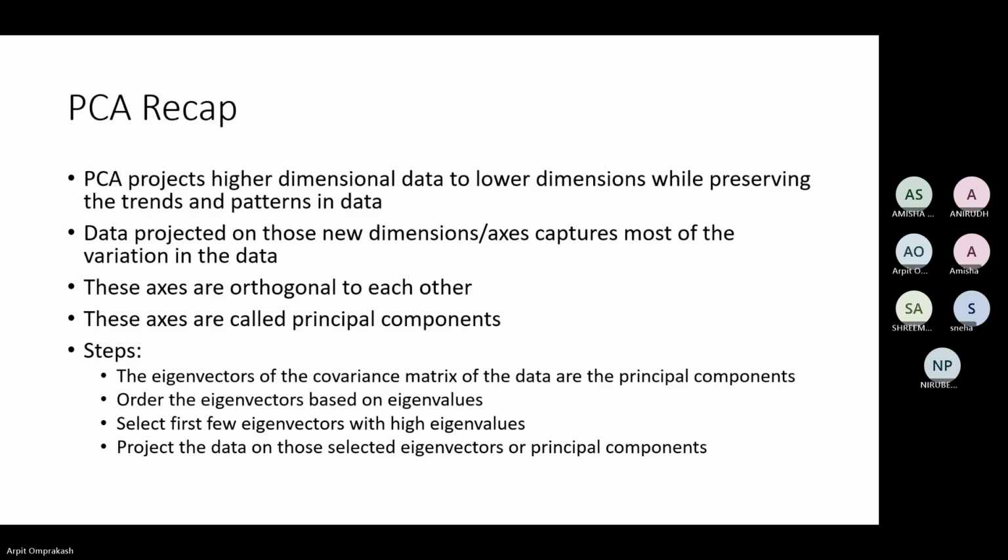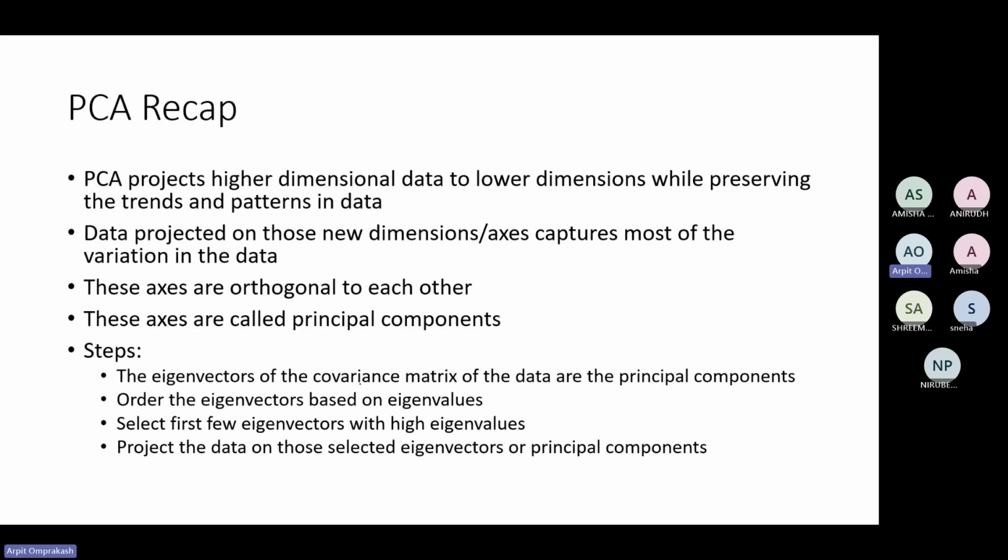Just to recap, PCA projects higher dimensional data to lower dimensional data while preserving the trends and patterns that are present in the data. Data is projected into the new dimensions such that the new dimensions or axes capture most of the variation in the data. And these axes are orthogonal to each other, all of them, and these are called principal components.